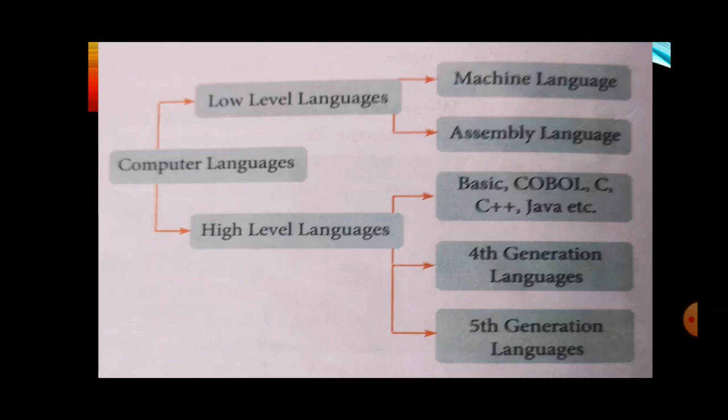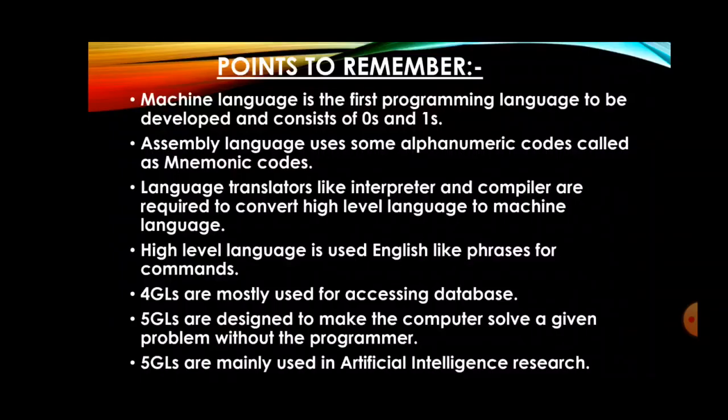So, let's move to our next slide. Some points to remember I have given. It is related to computer language only. Like machine language is the first programming language to be developed and consists of 0 and 1. So 0 means off and 1 means on. Assembly language uses some alphanumeric codes called mnemonic codes. It is very important, mnemonic code.